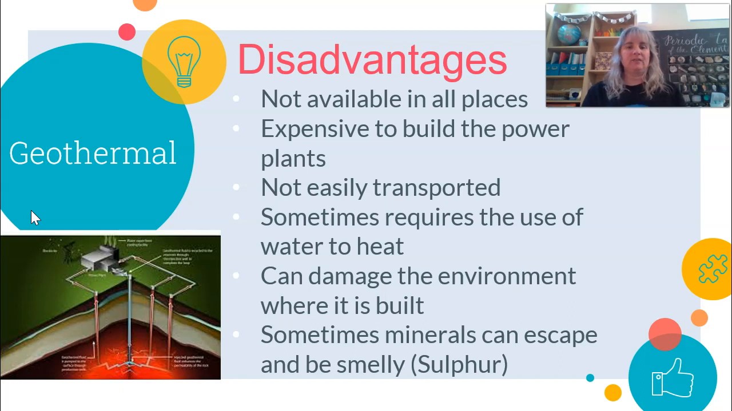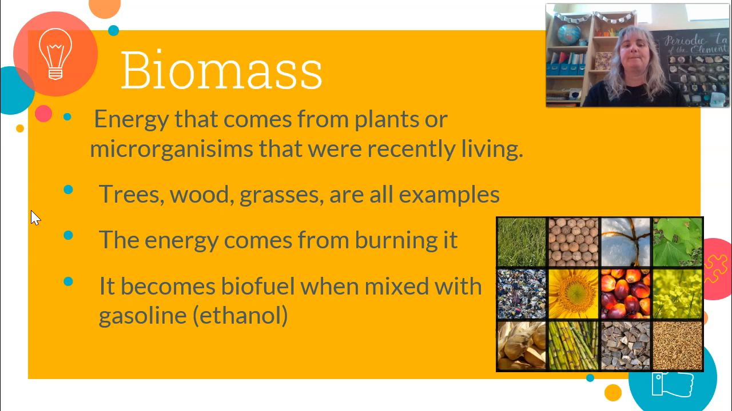All right, the next form of energy is called biomass. Biomass is energy that comes from plants or microorganisms that were recently living. Trees, wood, grasses are all examples. The energy comes from burning it. There are many places in the world that still do not have electricity, and so most of the energy they get for cooking or for heating their homes is from burning a fire, like burning wood or burning coal.